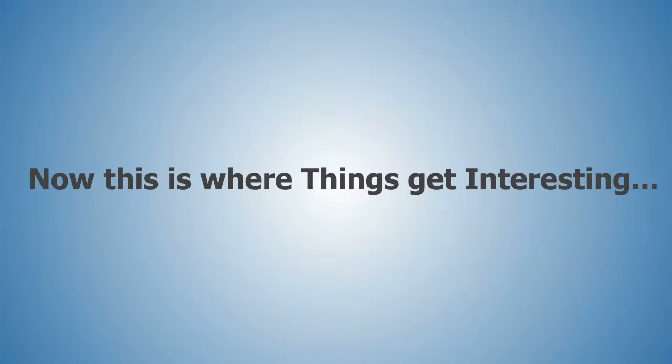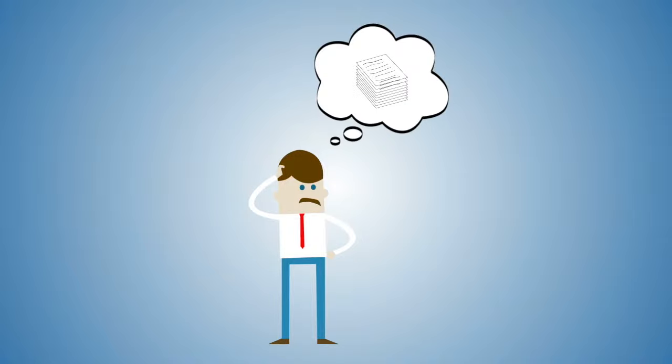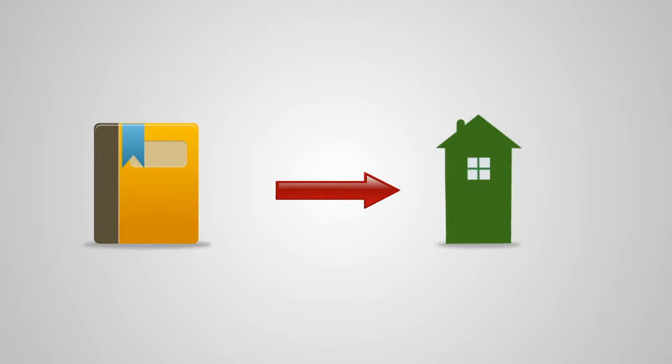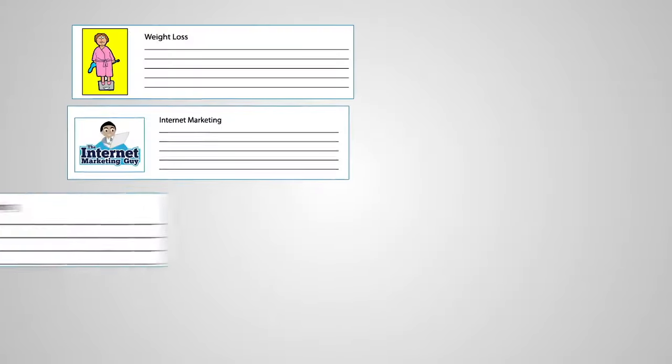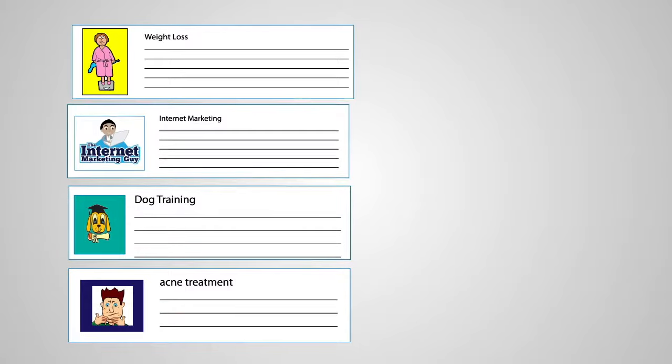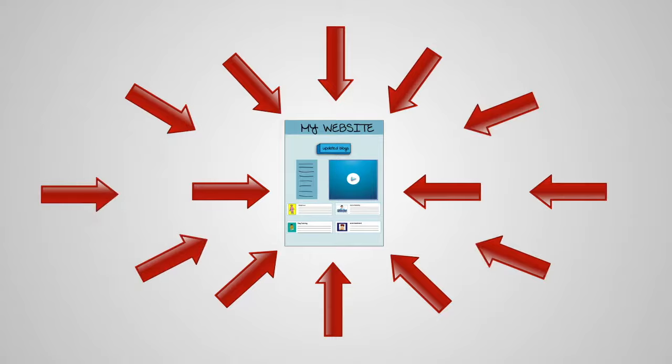Now, this is where things get interesting. You might be wondering why you'd need to bother getting so much content created. So consider this. Every piece of content you create is like a piece of real estate online. The more you produce, the more properties you create. That means every article you publish is one more piece of content that constantly works for you to generate traffic and leads to your websites.